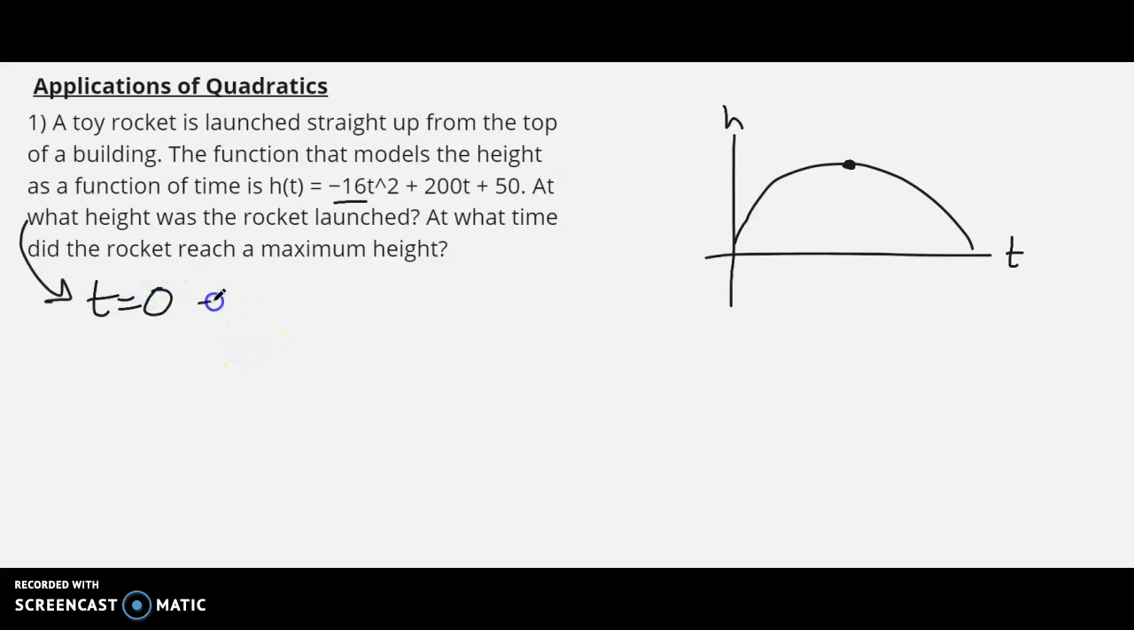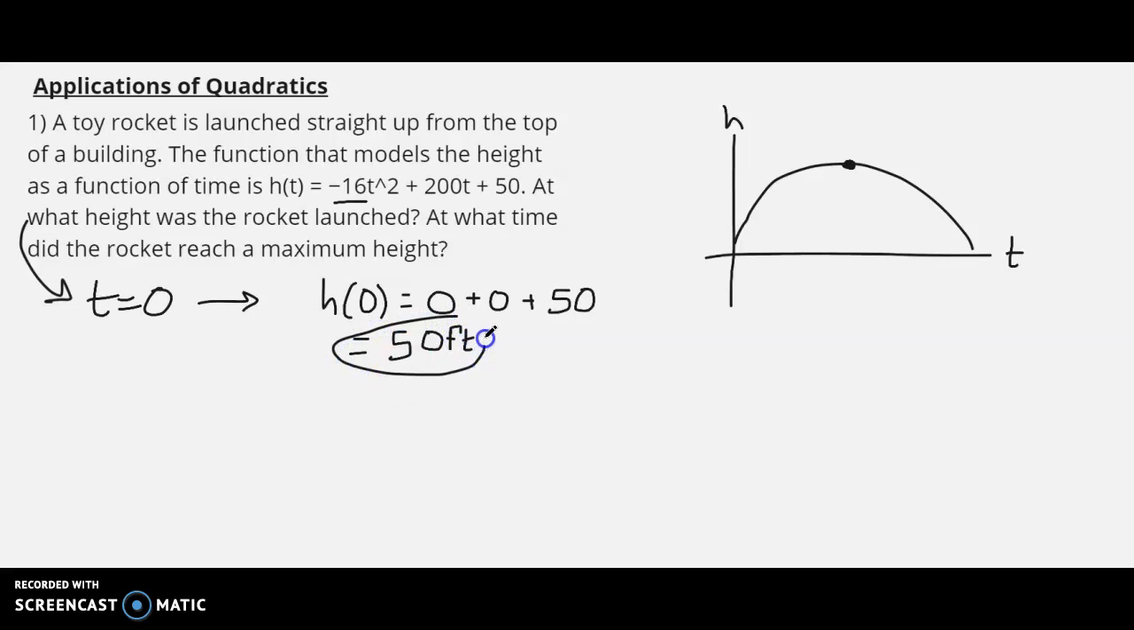So all we need to do is put a 0 in for t in the function. Negative 16 times 0 squared is 0. 200 times 0 is 0. But then we're just left with the 50. So that tells us how high the rocket was when it was launched: 50 feet. That would also correspond to the y-intercept here at 50.